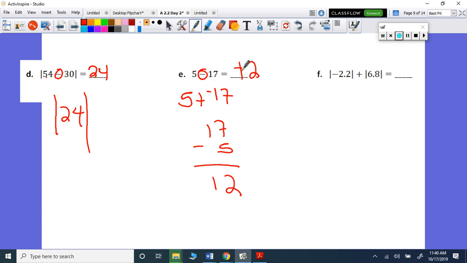Was there anything to add or subtract in the absolute value signs? No. So you just evaluate the absolute value. You have to do that first. What do I get when I take the absolute value of a negative 2.2? Colton, what do I get when I take the absolute value of a negative 2.2? Absolute value is always positive. Yes, Serenity, do you agree? And then Ashton, what's the absolute value of 6.8? Always positive. So even if it's positive, you have no work.